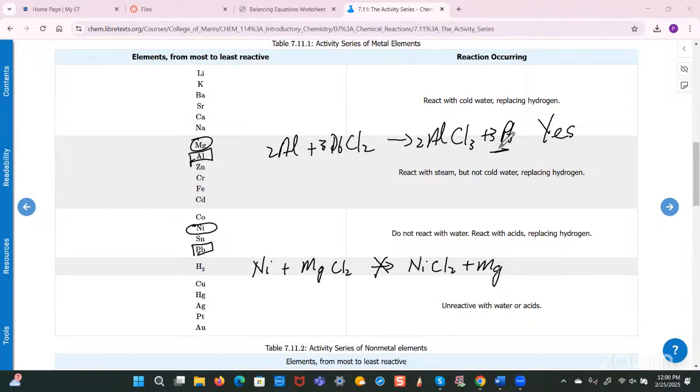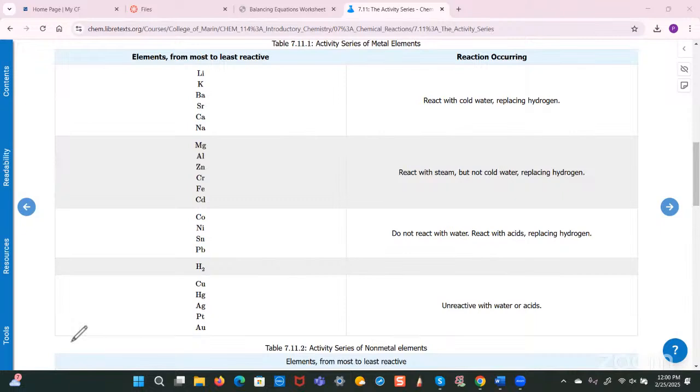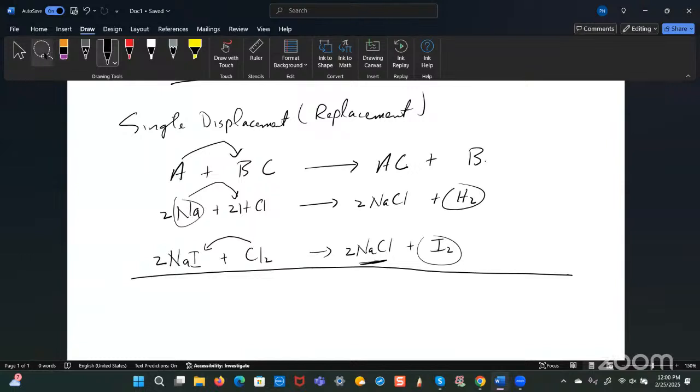Okay, another thing I want to talk about, and this has to do with a different type of activity series, and that has to do with the halogens. Let me clear this here. Let me go back to Word. Let me delete all this here.